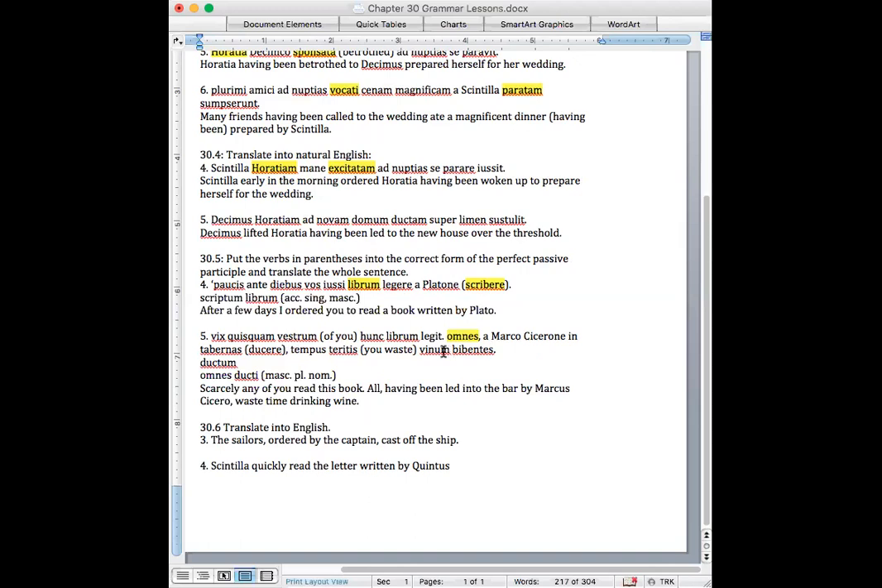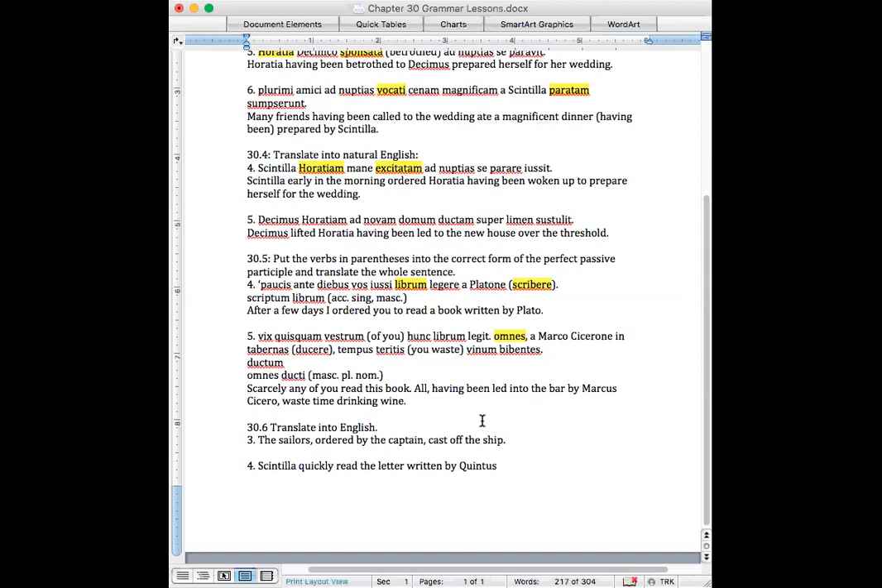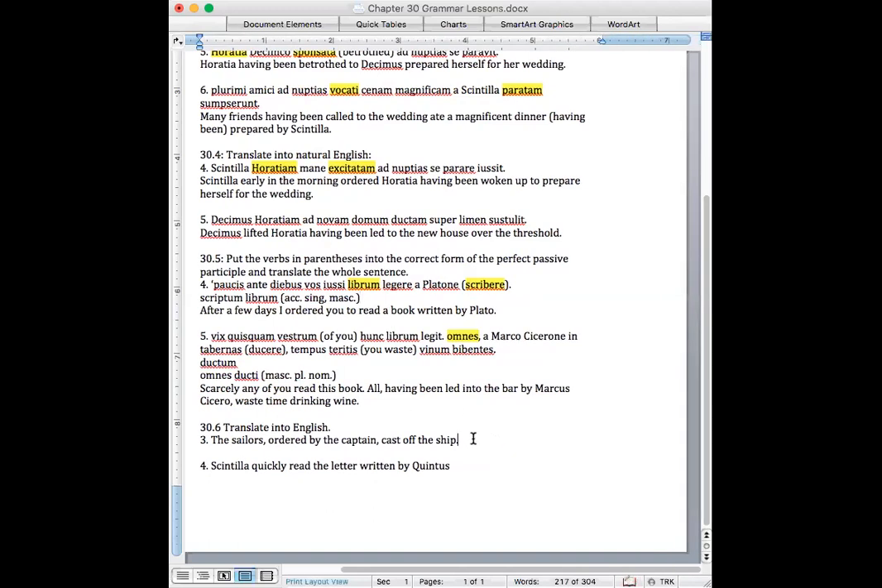Okay, so you're looking up things. You're looking up your verbs. You're looking for the 4th principal part, which technically is the supine, but that is where your perfect passive participle comes from. And then you are making it agree with the noun in case, number, and gender. All right, we are going to translate these 2 sentences into English.